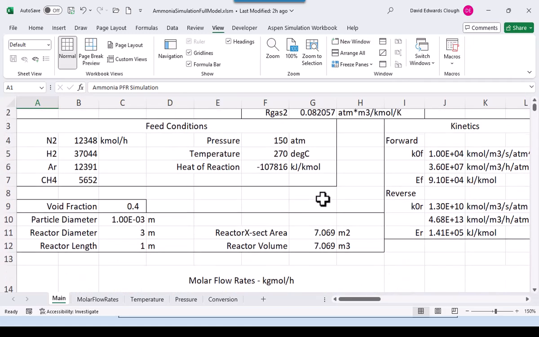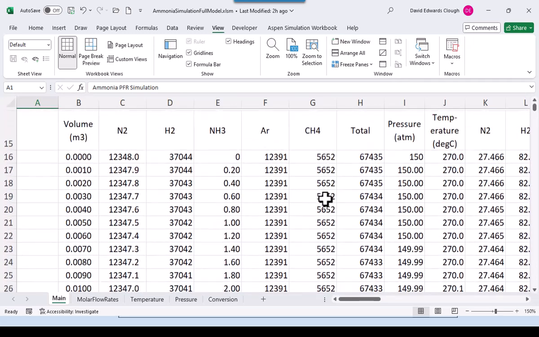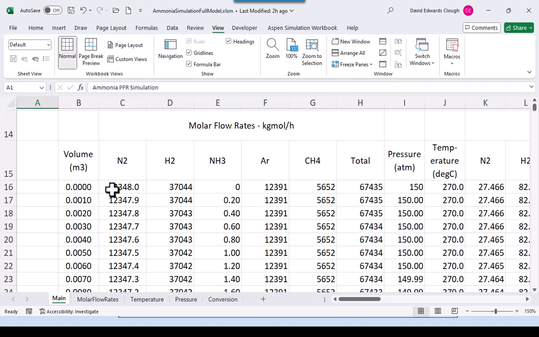And we'll come down here. And again, here, this is the initial. Much of this is the same as the last. These are the feed conditions, all right? And this is the feed pressure.